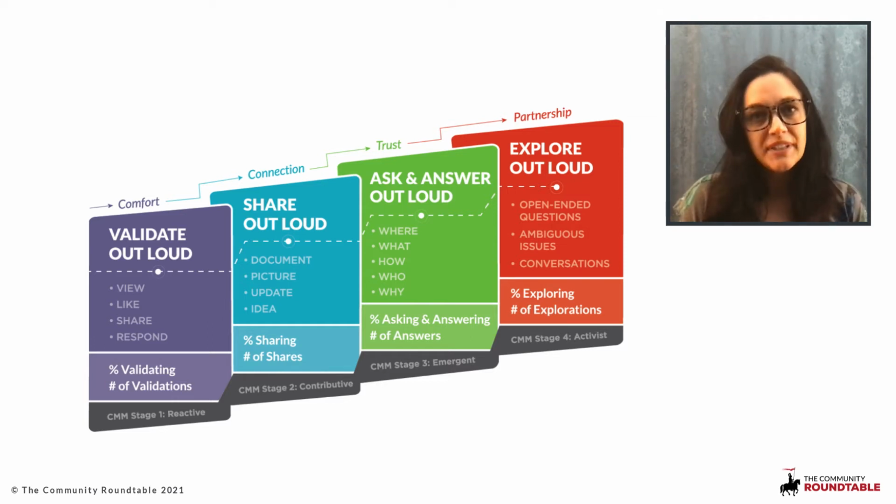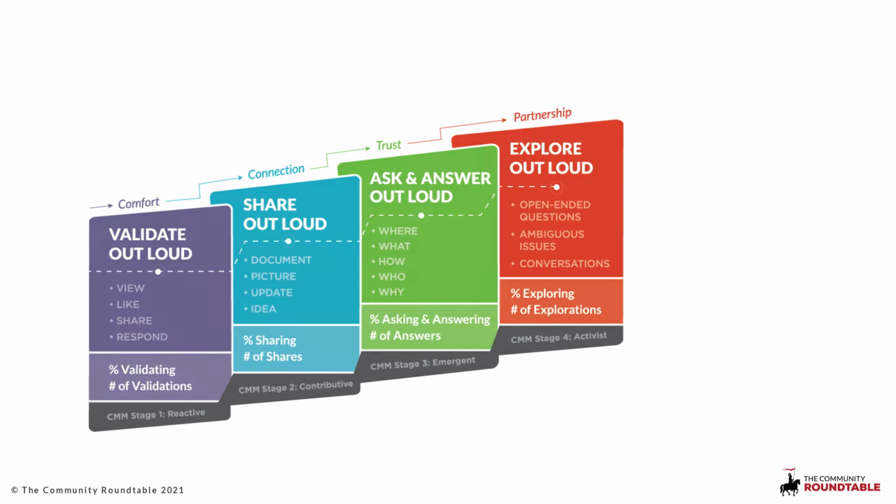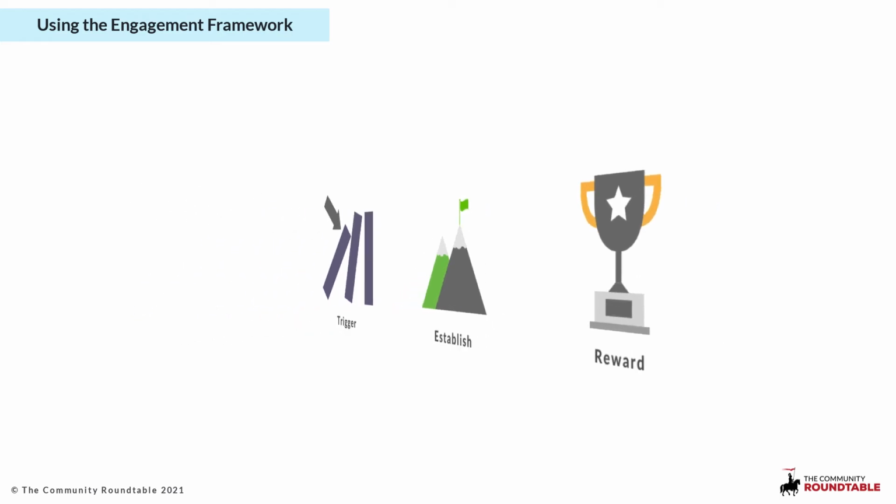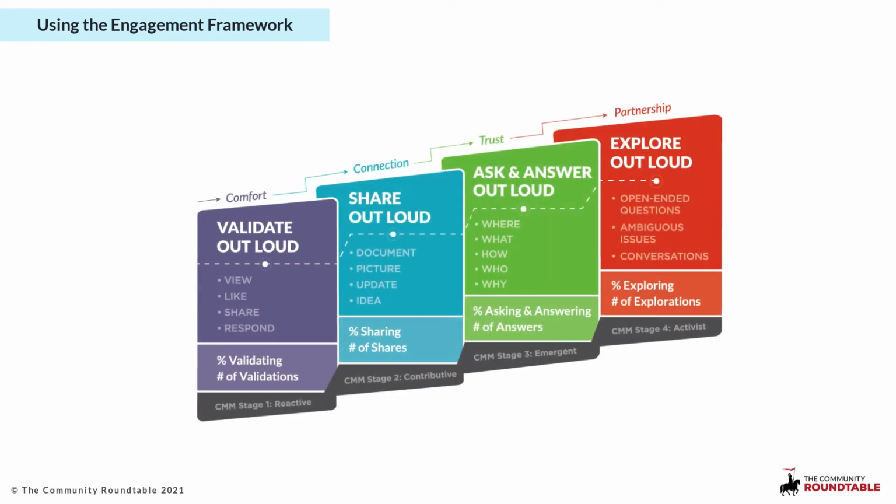You can use the Community Engagement Framework to set goals and metrics to evaluate as you move through the stages of community engagement. In each step, there are community management techniques to trigger, establish, and reward these behaviors. By measuring how the community is behaving in each of these areas, community managers can get a good sense of how programming should be prioritized and how much value is being generated by the community.